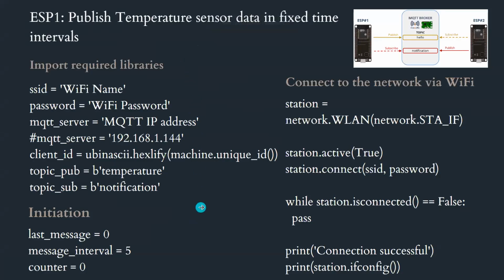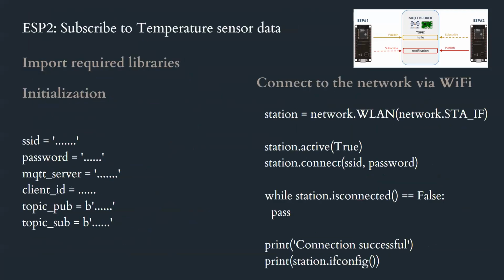So under the ESP2 device, right? As you know, what is the topic to which it should subscribe? I said that we are considering a scenario where we are subscribing and publishing to the topics temperature and notification, right? When we are considering device 2, what is the topic to which it is subscribing? Is it subscribing to the notification topic or to the temperature topic?